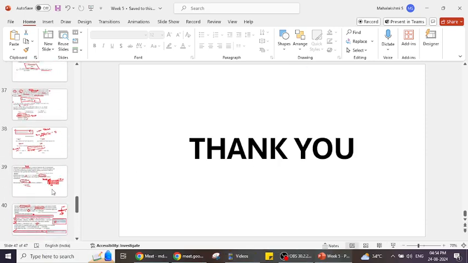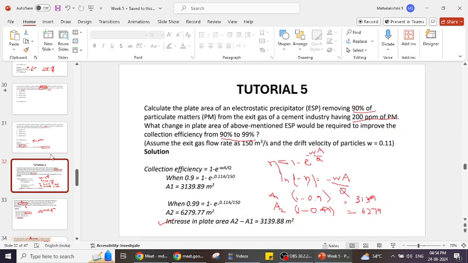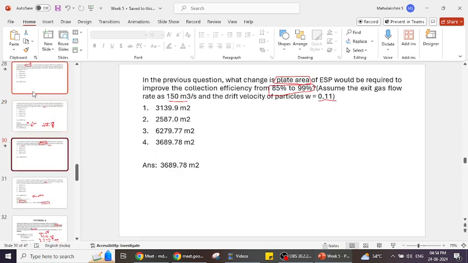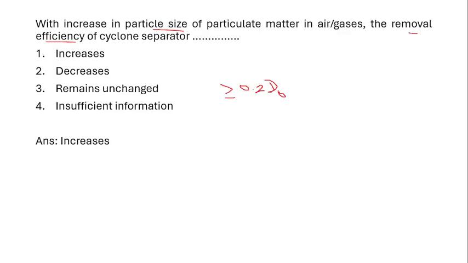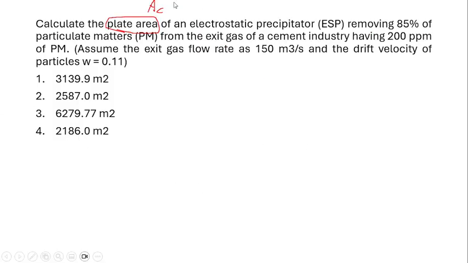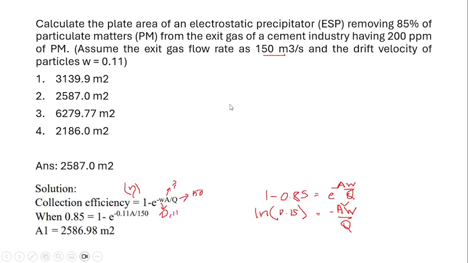So now I will quickly go through the different kinds of problems of this week. What are the important formulas? Most of the problems are based on the electrostatic precipitator. So the general formula is efficiency is equal to 1 minus e power minus W into A by Q. W is drift velocity, A is the collector area, and Q is the gas flow rate. If one parameter is given and the other parameter is unknown, you have to calculate the unknown parameter using this formula.